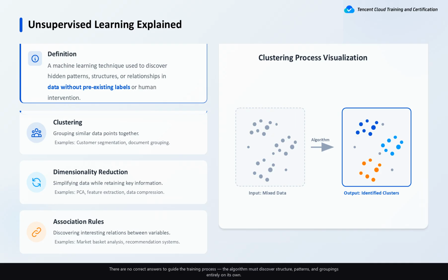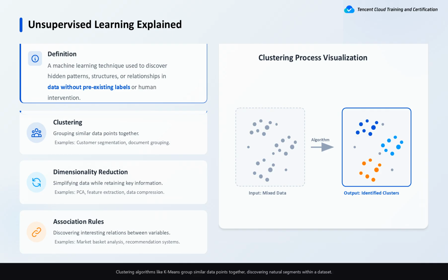Unsupervised learning works with unlabeled data. There are no correct answers to guide the training process. The algorithm must discover structure, patterns, and groupings entirely on its own. This makes unsupervised learning particularly valuable in real-world settings where labeled data is scarce or prohibitively expensive to produce. The three primary techniques are clustering, dimensionality reduction, and association rule mining.